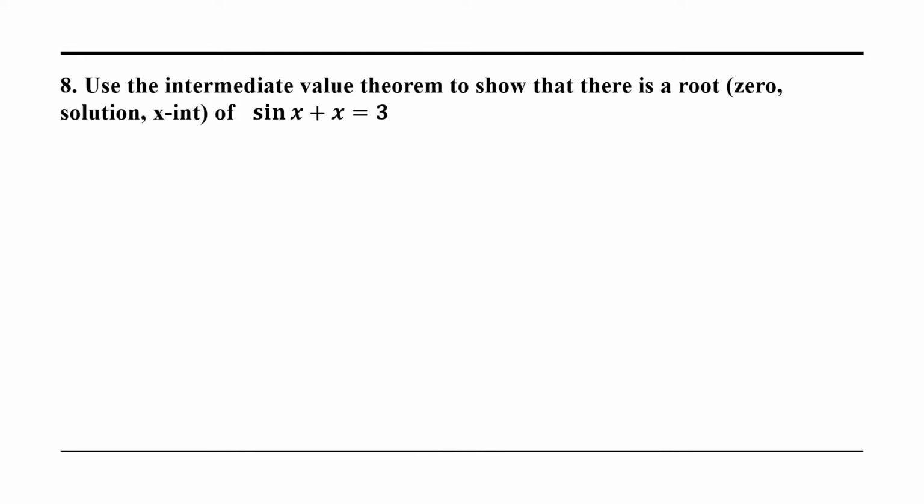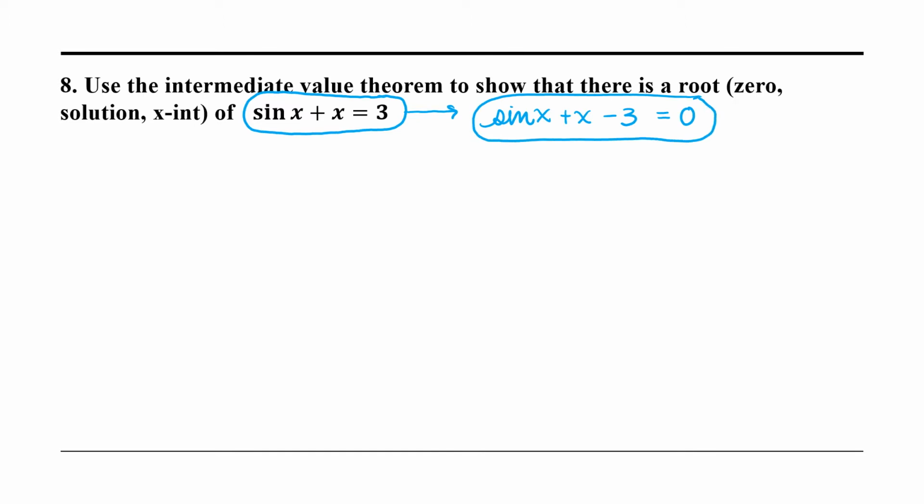Use the intermediate value theorem to show that there is a root of sine of x plus x is equal to 3. In order to make our lives easier when we're using the intermediate value theorem, what we like to do is solve for 0. So this is the same equation as sine of x plus x minus 3 is equal to 0. These will have the same solution or root.